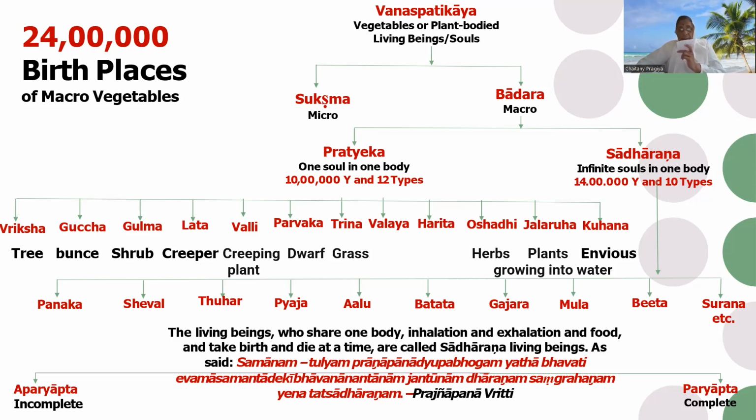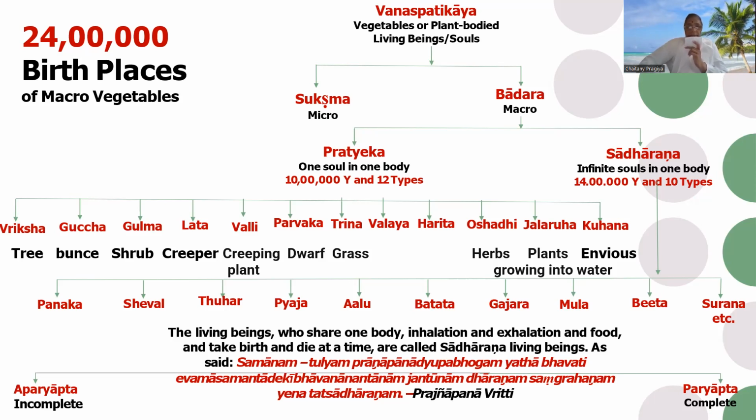Sadharan plants means that in this particular category, whatever plants are coming, they have an infinite number of living beings in one body. So an infinite number of living beings, or souls, live in one body. One body is made by an infinite number of living beings, while in Pratyek Vanaspati, in the first category, we found that there is only one soul in one body. Here, one body and infinite number of souls.